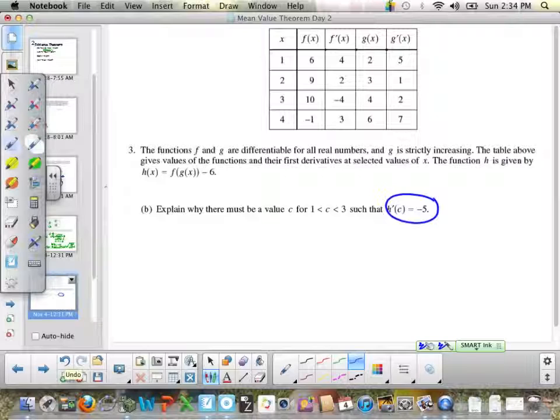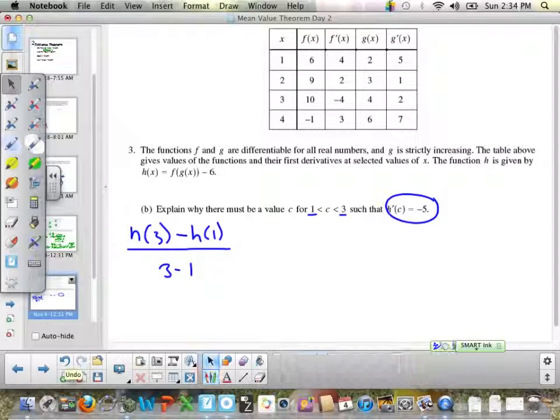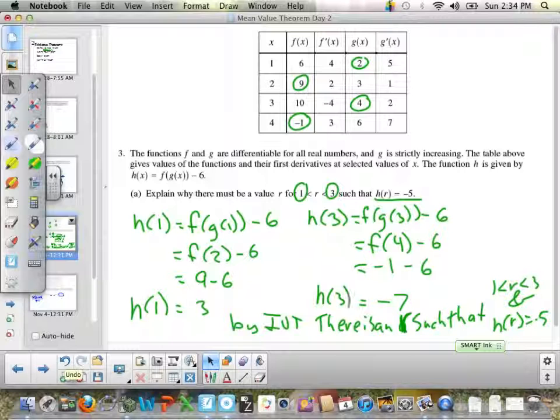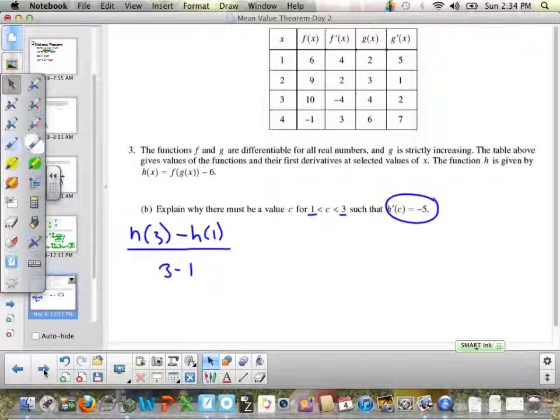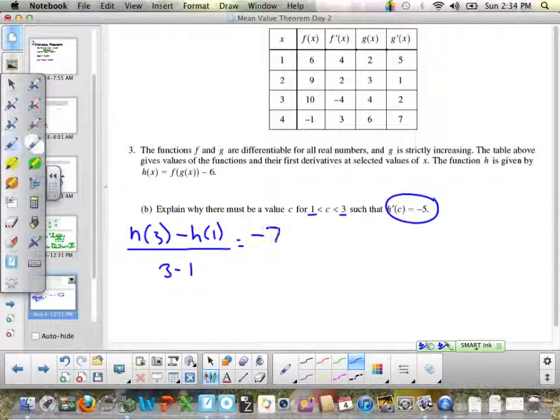What theorem guarantees an instantaneous rate of change? Well, the mean value theorem. So what we want to do is we want to look at 1 and 3 and find the average rate of change between 1 and 3. So that means h of 3 minus h of 1 divided by 3 minus 1. And then if we look back, we already found those. H of 3 is negative 7. H of 1 equals 3.